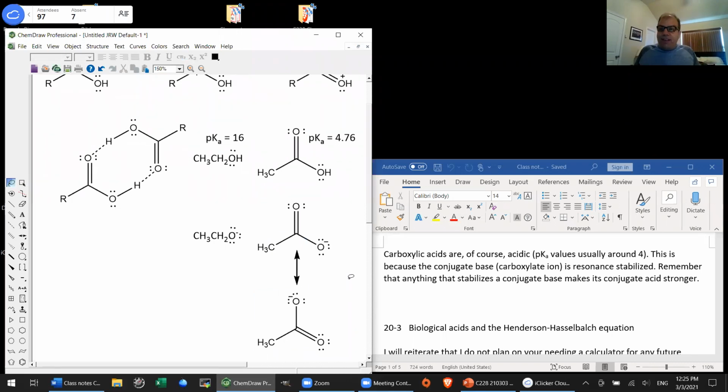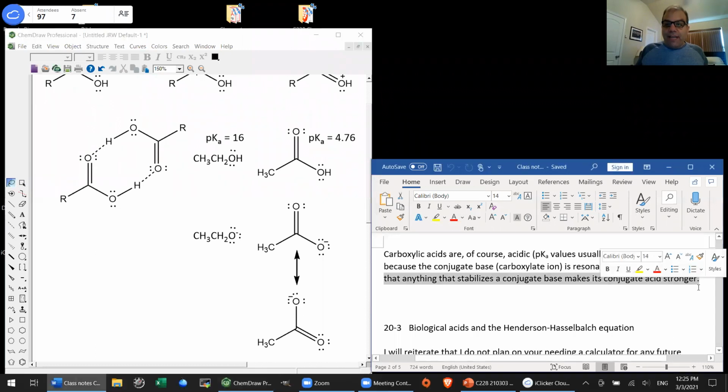Well, we've already discussed acidity a little bit. And one of the points that we've made, even starting in first semester organic, is that anything that you can do to stabilize a conjugate base makes its conjugate acid stronger. And that makes sense, because anything you do to make the base happier, more stable, means that the acid is going to be more willing to give up the proton, because the stabler its conjugate base is, the more energetically favorable it is to lose the proton. So that's what we measure with both Ka values and pKa values.